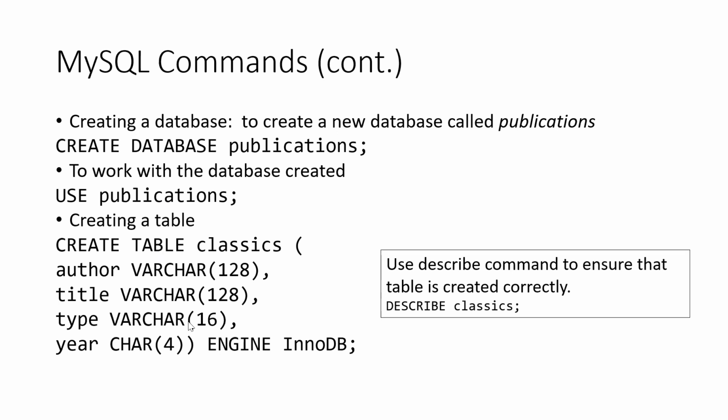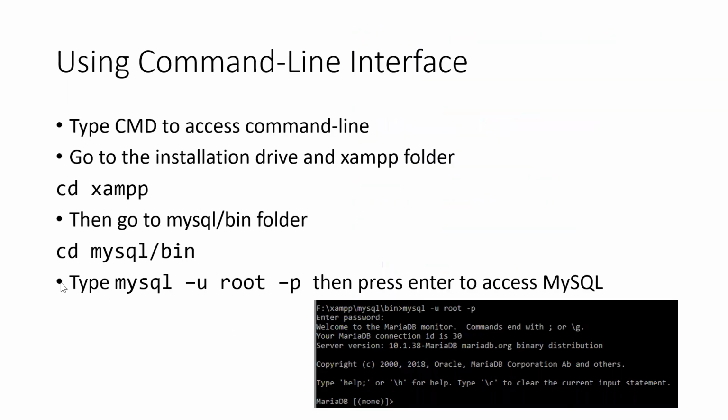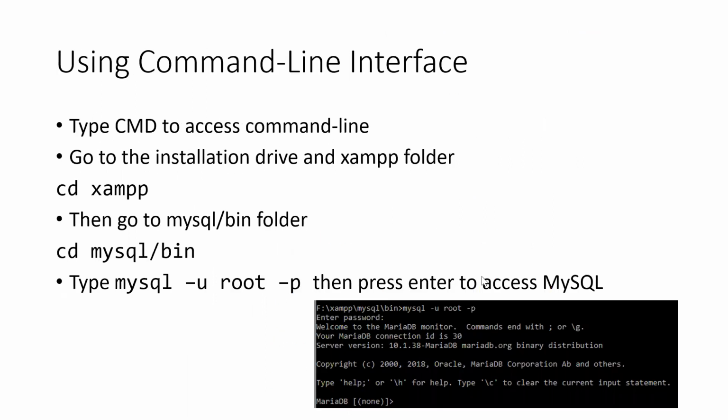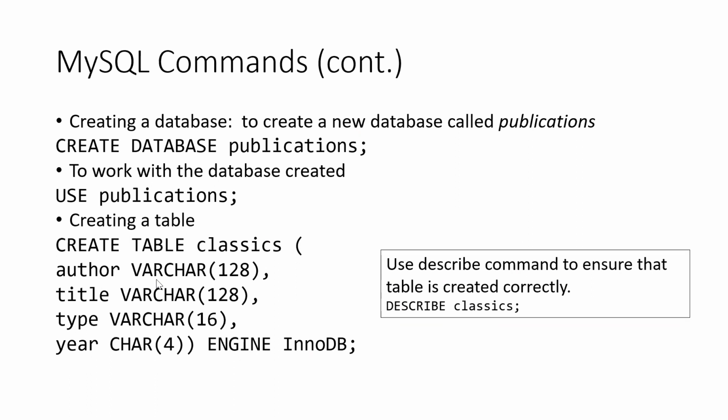Now, the next couple of lines, what you see here, is actually creating a table inside the publications database, right? So in this one, the table name is classics, and we have already seen the table structure here. We have author, title, type, and year, and we have different information we want to keep in this table. You will see here, author is VARCHAR, we call it variable character, and the length is given as 128. Title again VARCHAR 128. Type is 16. Year is fixed character, CHAR 4.